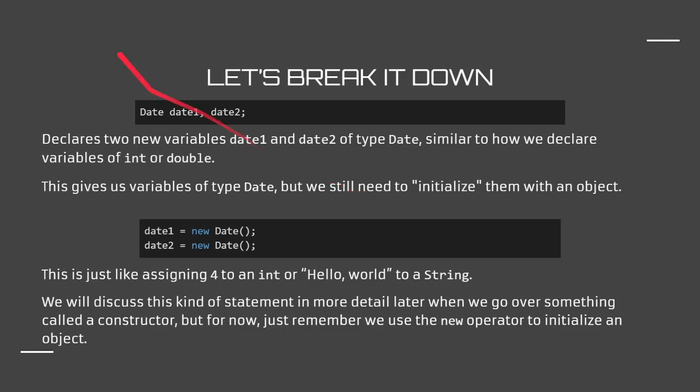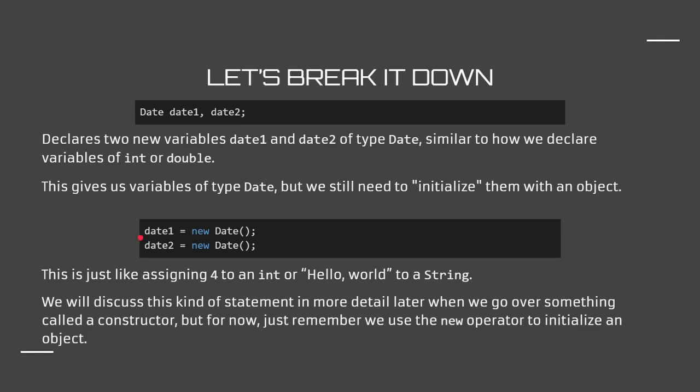Let's break it down. This declares two new variables, date1 and date2, of type Date, similar to how we declare variables of int or double. So again, we are just using the Date object that we made as a data type, just like an int or a string or a double. This gives us variables of type Date, but we still need to initialize them with an object.